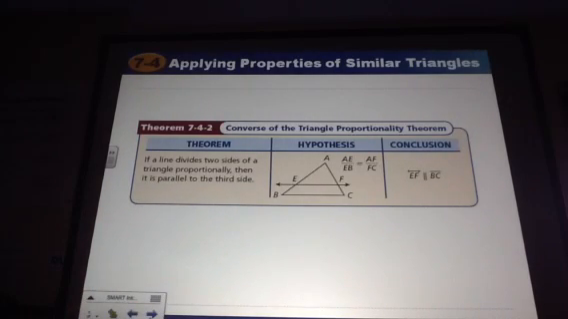All right, next theorem, the converse of the triangle proportionality theorem. If a line divides two sides of a triangle proportionally, then it is parallel to the third side. So guys, what this is saying is if segment AE over EB is equal to AF over FC, then this line EF must be parallel to BC.